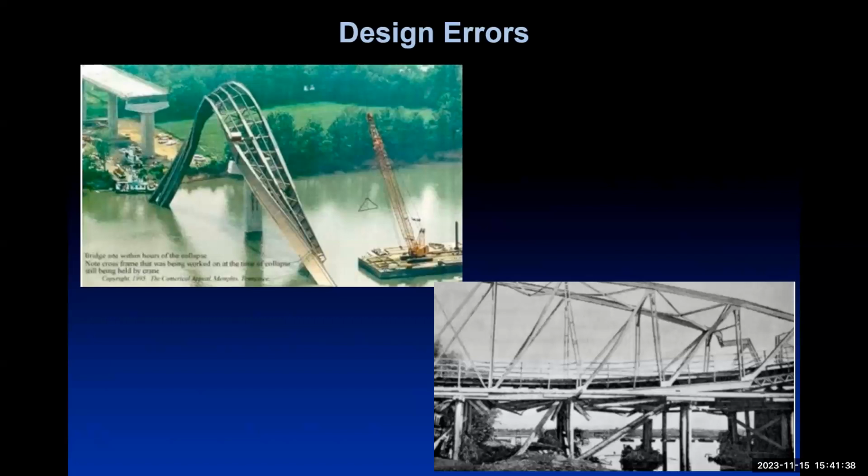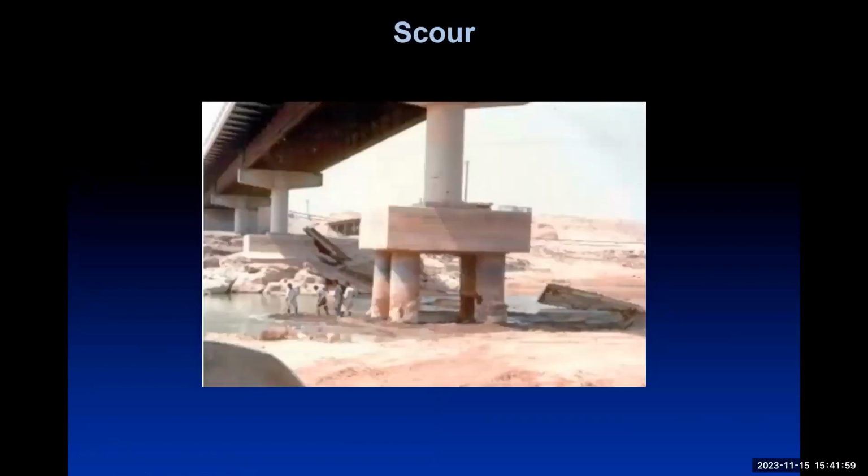And here we have some of the errors. Firstly, we have design errors, which cause construction problems and ongoing problems during use of the bridge. Here we have scour occurring. It's a particularly big problem in this particular bridge.